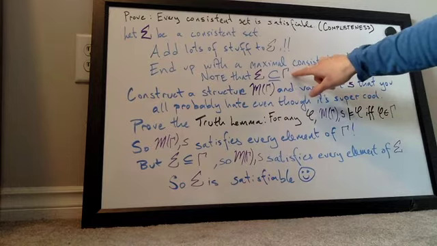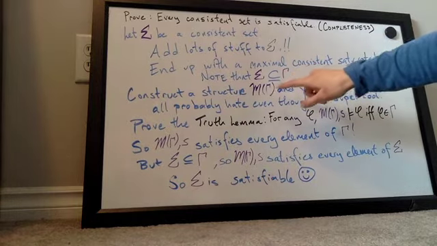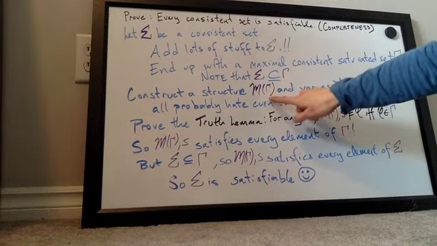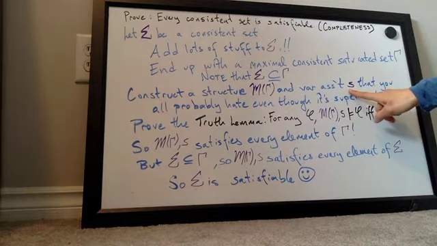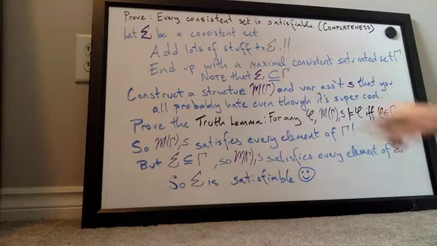Now, what we did after we ended up with this set gamma is we constructed a structure, which we have called M gamma, and a variable assignment, which we called S, that you all probably hate, but I actually think it's super cool.